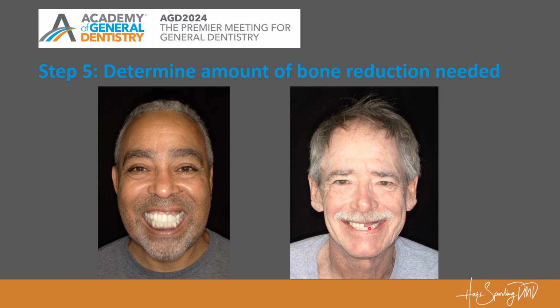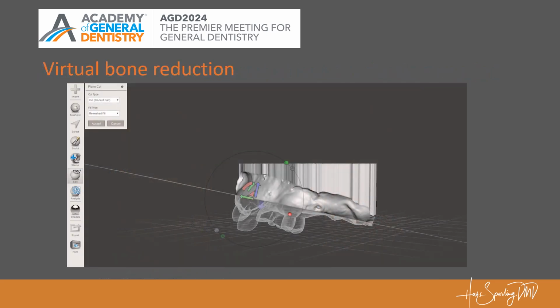But in these two cases, it's completely different treatment plan. In one, we don't have to do any bone reduction. In the other one, on the left one, we have to do significant amount of bone reduction to hide our margin. And we have to correlate that with the face, and we have to determine if we're going to do the bone reduction. So based on that, we can import our model into another software called Mesh Mixer.